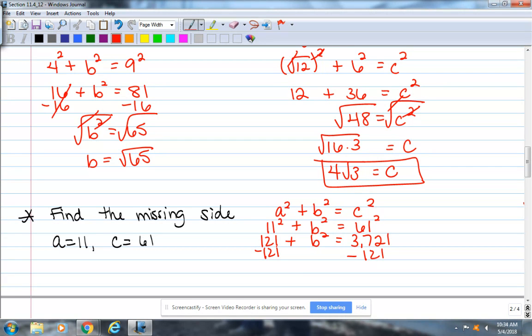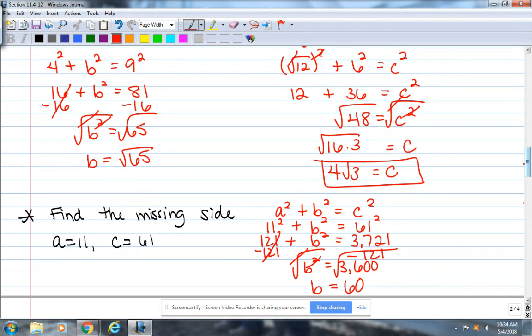Subtract 121 on both sides. So B squared equals 3,600. And then what do you do to solve it for just plain B? Square root. Is that a perfect square? So B equals what? 60. Raise your hand if you got B equals 60. Isn't that nice? All right, good job.